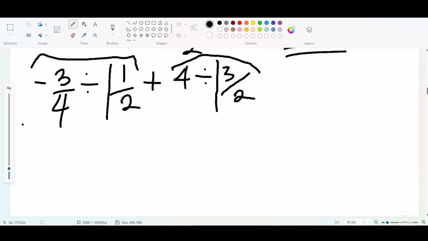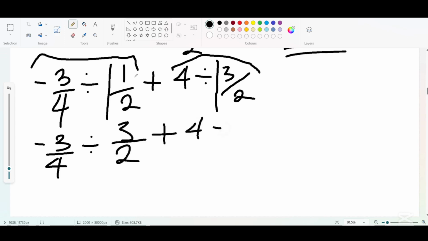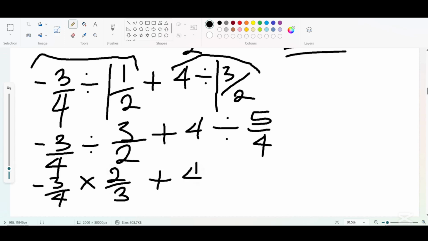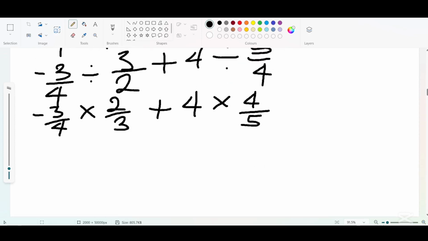So at this point, this is going to be minus 3 all over 4 divided by 2 times 1 2 plus 1, that's going to be 3 all over 2, plus 4 divided by 2 times 1 2 plus 3, that will be 5 all over 4. Now this division can be converted to multiplication by inverting the fraction on its right hand side. So this is now going to be minus 3 all over 4 times 2 all over 3 plus 4 times 4 all over 5.